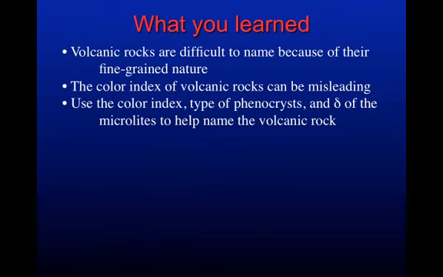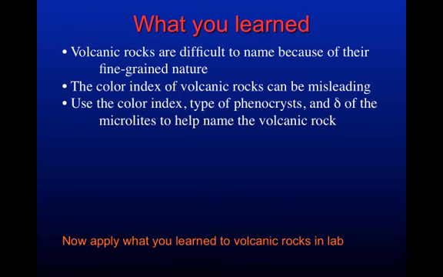All right, what you learned in this module is that volcanic rocks are difficult to name because of their fine-grained nature, and that the color index of the volcanic rocks can be misleading. So you're going to use the color index as well as the type of phenocryst that you can identify and the birefringence of the microlites to help name a volcanic rock. Now I'd like you to apply what you learned here to volcanic rocks that you're going to see in the lab.